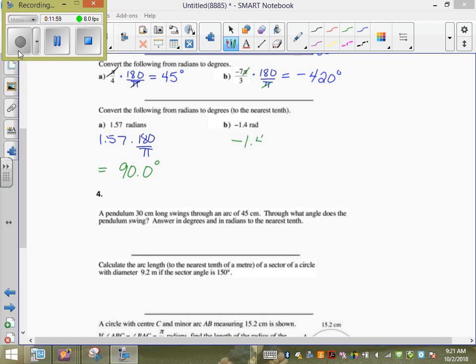And then this one times 180 over pi. Negative 1.4 times 180 divided by pi equals negative 80.2 degrees.